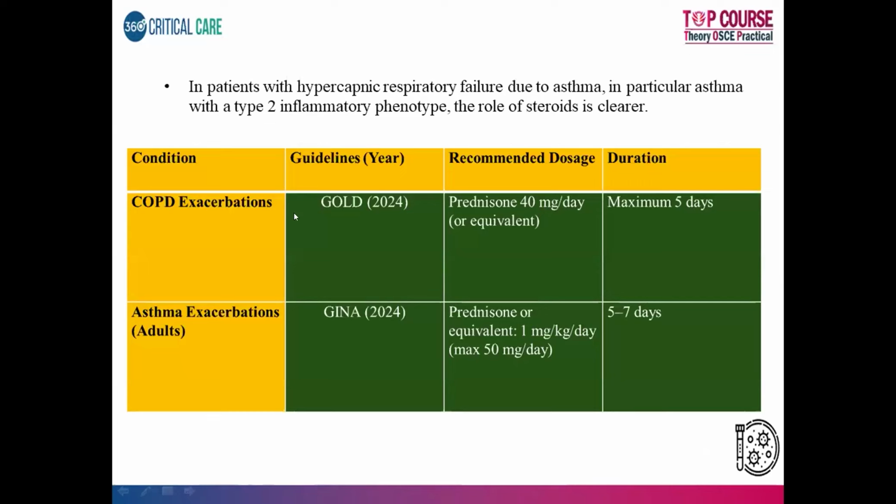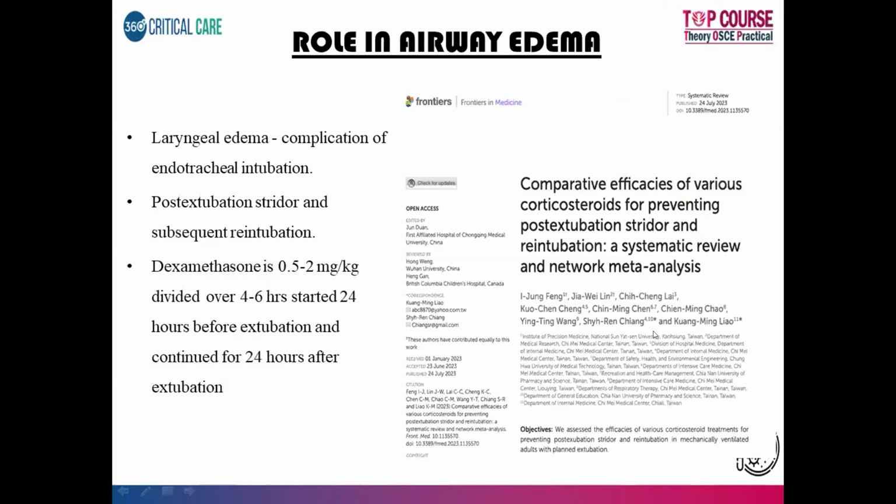Now coming to the guidelines. For COPD exacerbations, what do the GOLD 2024 guidelines tell? You can give steroids in the dose of 40 mg per day for a maximum of around 5 days. Whereas for asthma exacerbations, the GINA 2024 guidelines tell that either prednisolone or an equivalent, the dose is around 1 mg per kg per day, maximum of around 50 mg per day, and you can give it for 5 to 7 days.